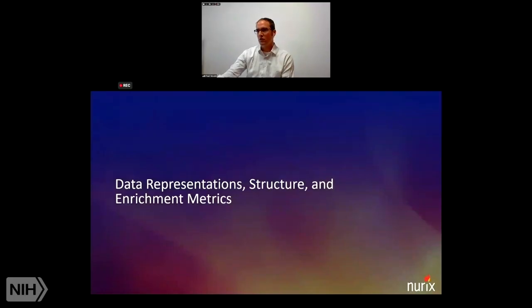So again, I'm going to start with a section just to cover some of the fundamentals, which we can then draw upon in the rest of the presentation. This is going to be a discussion around how do we represent DEL data, what are the structures we see within the output, and how do we evaluate this concept of enrichment.